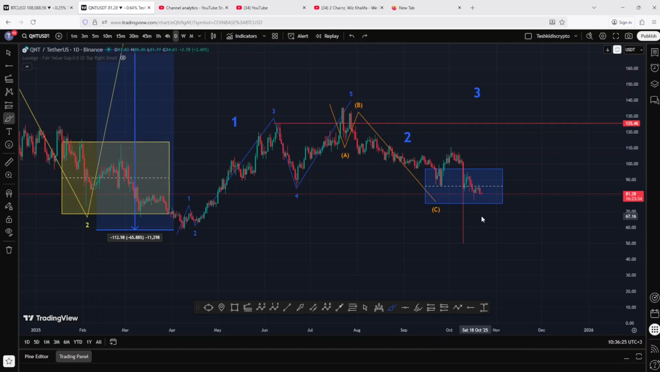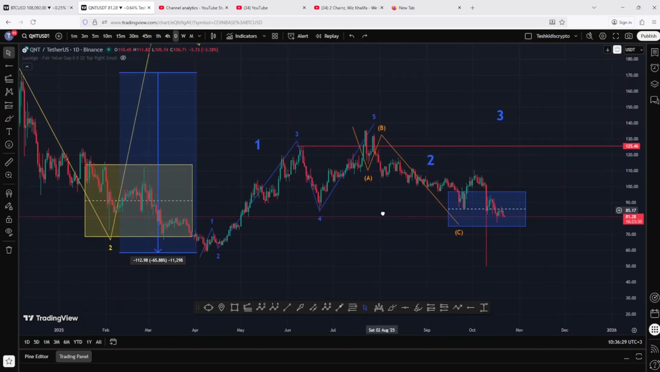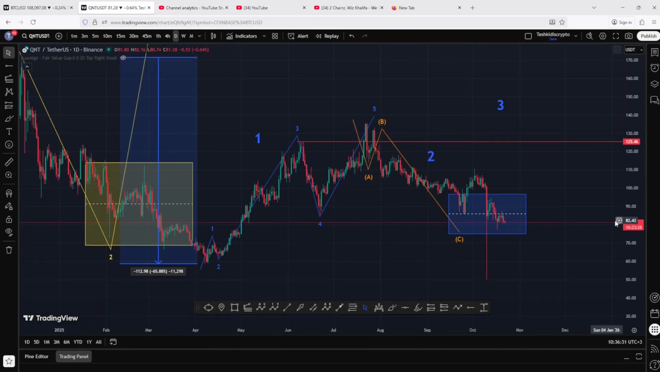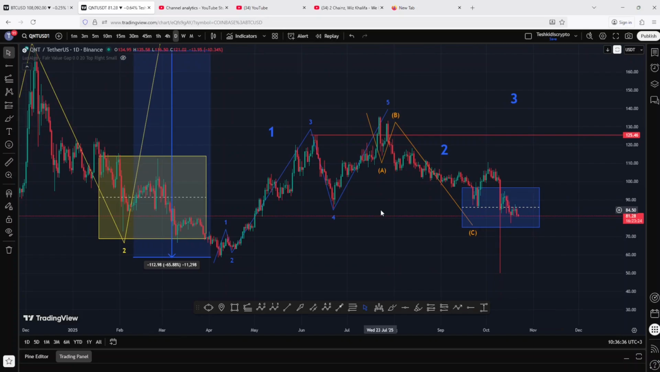And that is all that I expect here on the QNT chart, and let us be patient and see how that plays out, and I will ensure you stay up to date.